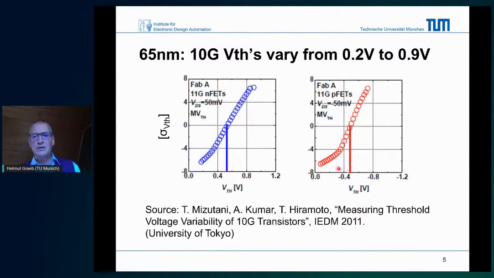The point is, if you look at the numbers here, on this chip they had, the threshold voltage, which is supposed to be around 0.4 volt, right, varies between 0.2 and 0.9 volt. And if you have a supply voltage, I don't know, of 1.8 volts or something like that, this is starting to hurt. So this is just a motivation that variability is a real issue in circuit design, and we have to deal with it.